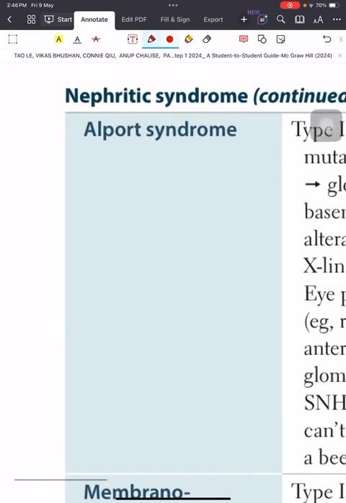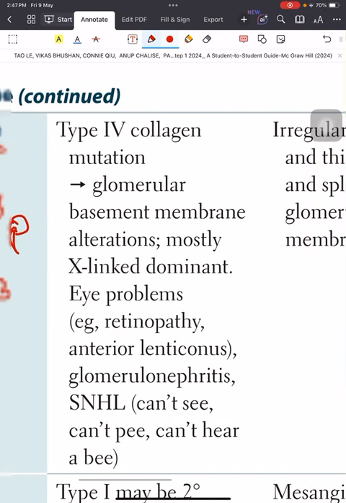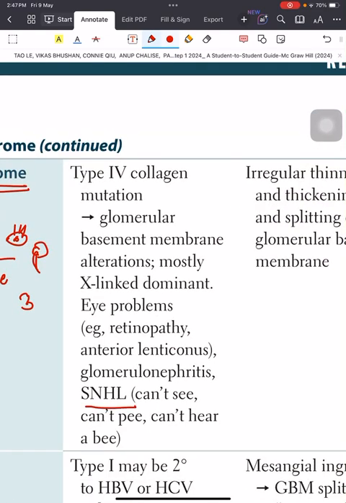Alport syndrome, as is obvious, is a syndrome. So it's going to involve your can't see, can't pee, can't hear a B, right? It's your eyes, your kidney, that's the nephritic syndrome, and then can't hear is your ears. So you can read it over here. It's sensorineural hearing loss, retinopathy, anterior lenticonus, and then glomerulonephritis.